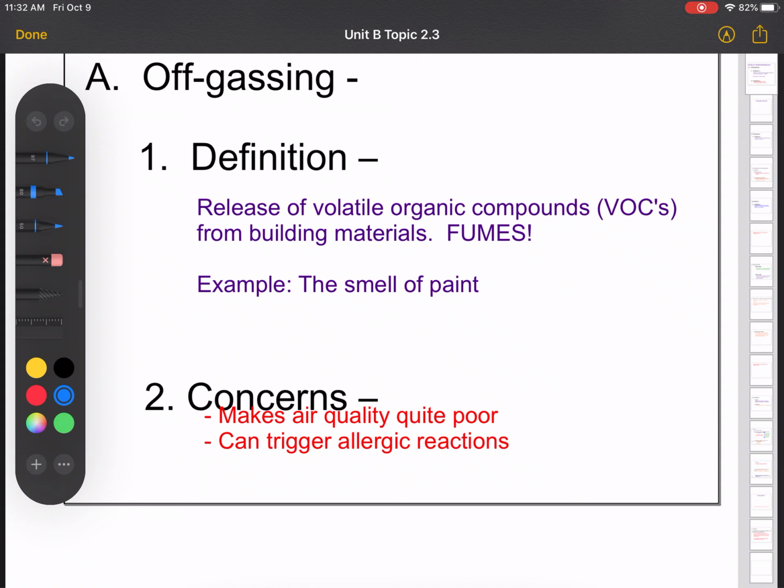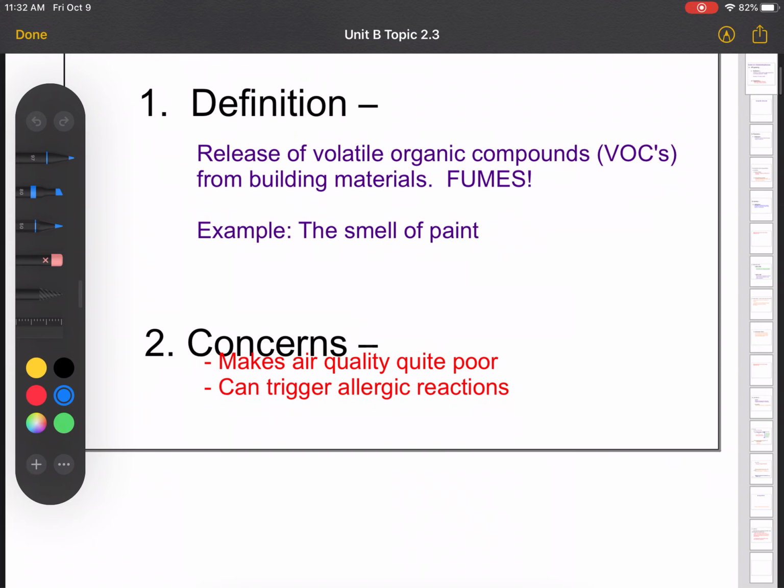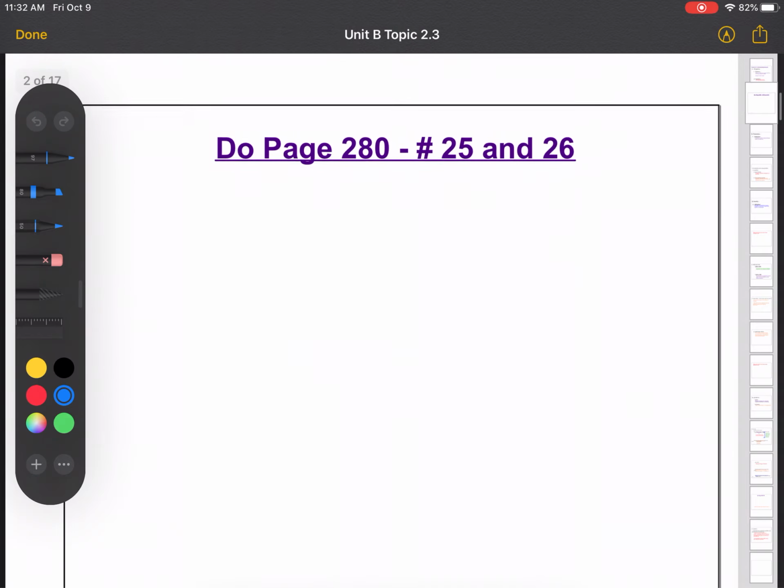Those fumes you smell when you get a new shirt or you open up something that's plastic. We sometimes talk about that new car smell, or the smell of these chemicals. Basically, it's that off-gassing, the smell that these chemicals give off. The concerns about this are that they make air quality quite poor and they can trigger allergic reactions. So that smell could make someone have an allergic reaction, not necessarily a good thing.